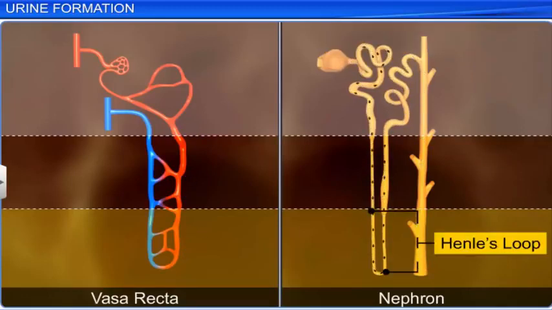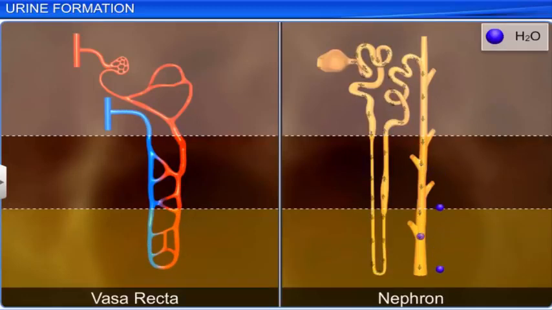This unique arrangement of the Henle's loop and the vasa recta, together with the countercurrent mechanism, helps maintain the concentration gradient in the medulla, which aids the easy passage of water from the collecting duct into the medulla due to osmosis, thus concentrating the urine.